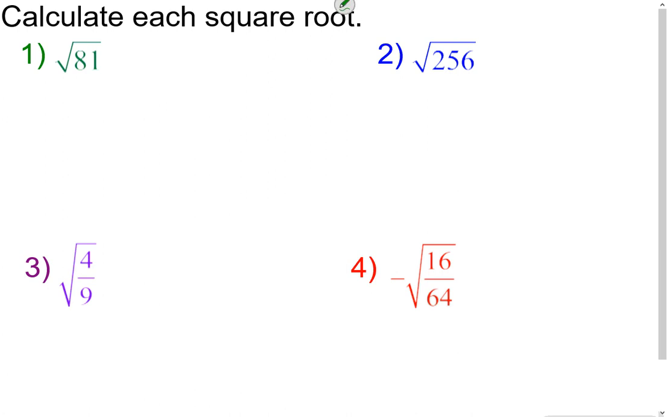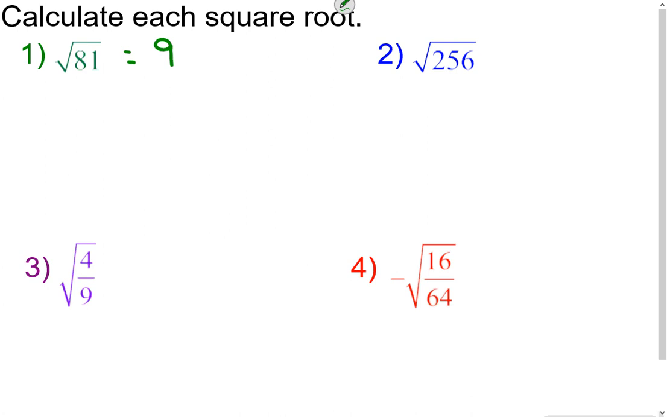When I look at these, I ask myself, what times itself, in this case, is 81? Well, the answer is 9. Now, some of you are going, but negative 9 would also work. You are correct. However, when we're calculating the square root, it's really asking us for what's referred to as the principal root, something I'm not real concerned about, but the principal root is the positive answer. So when it asks for the square root of 81, we only give the positive solution, which is 9.